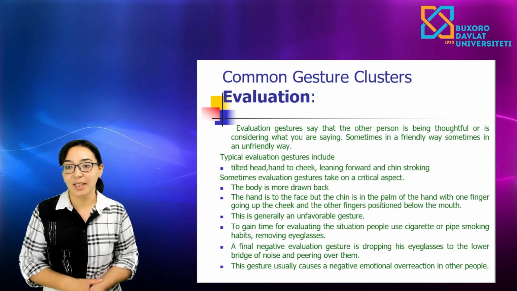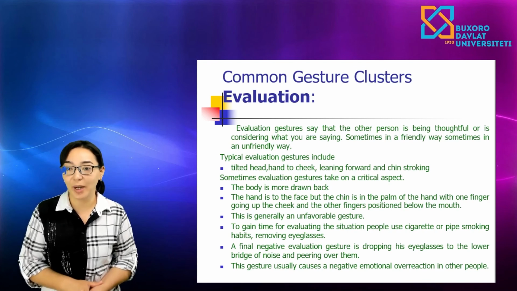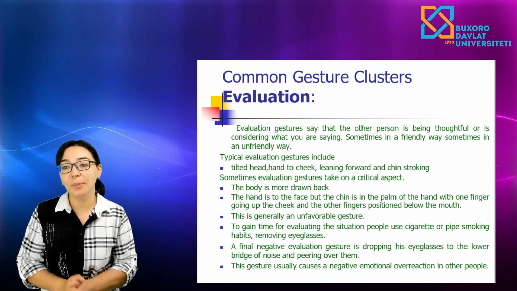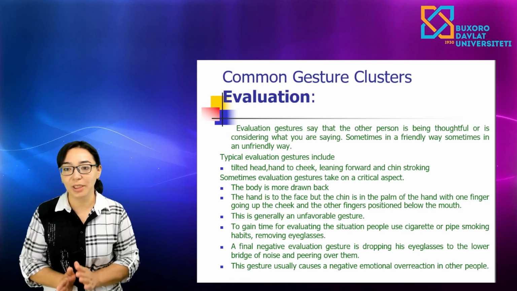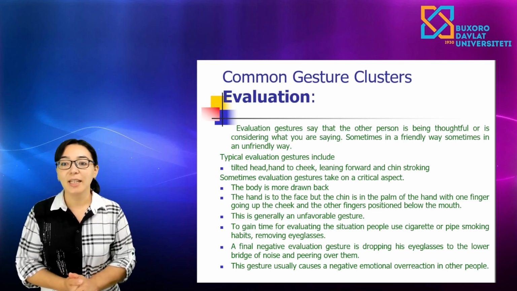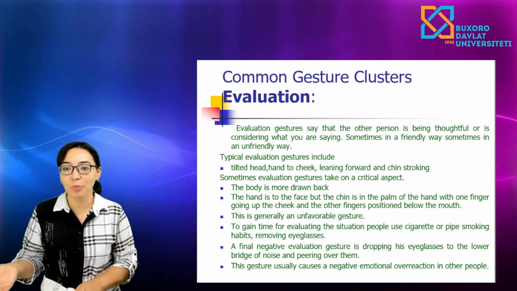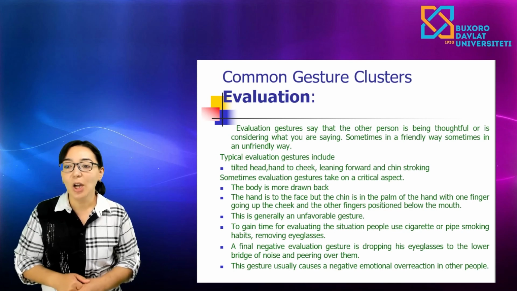Evaluation gestures say that the other person is being thoughtful or is considering what you are saying, sometimes in a friendly way. Typical evaluation gestures include tilted head, hand to cheek, leaning forward, and chin stroking. Sometimes evaluation gestures take on a critical aspect. For example, the body is more drawn back. This is generally an unfavorable gesture.